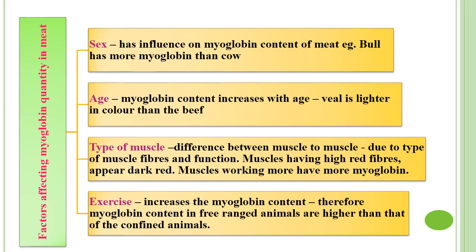And same way the exercise increases the myoglobin content. Therefore, myoglobin content of free range animals is higher than the confined animals. Animals which are free, more working or running, they will have more myoglobin and color will be dark.